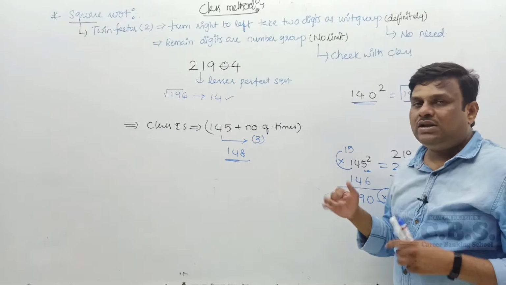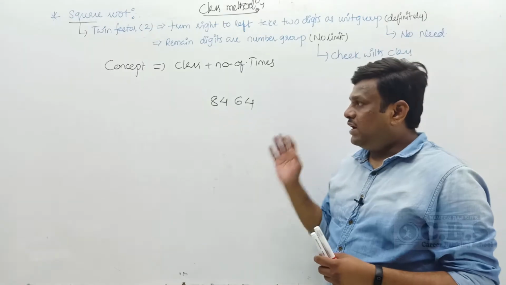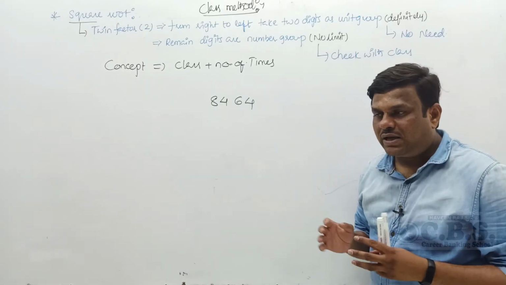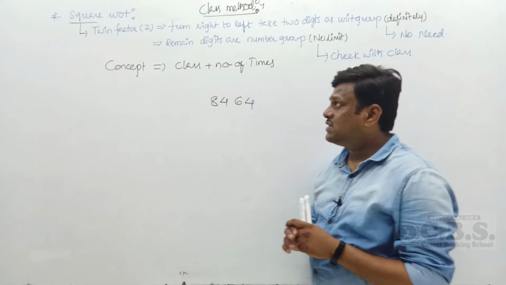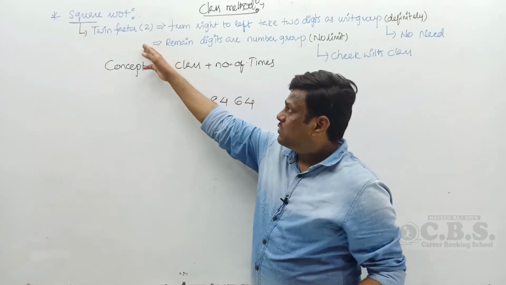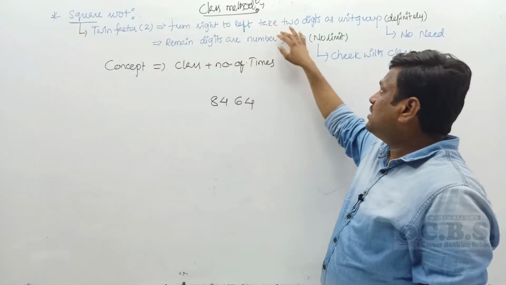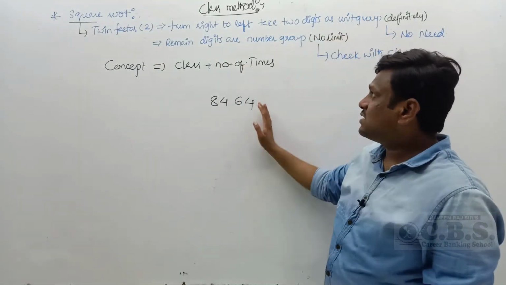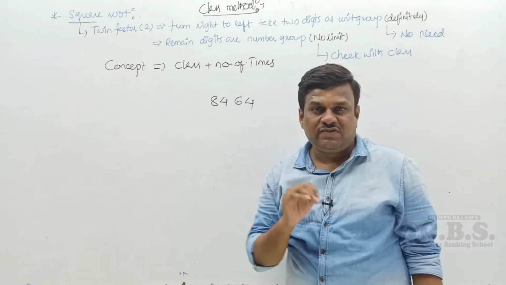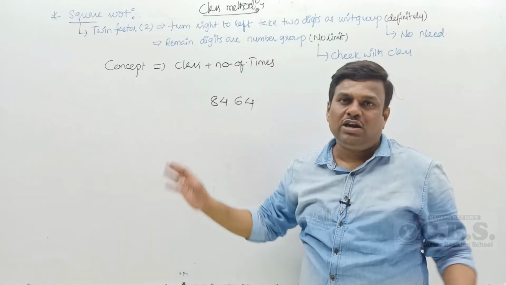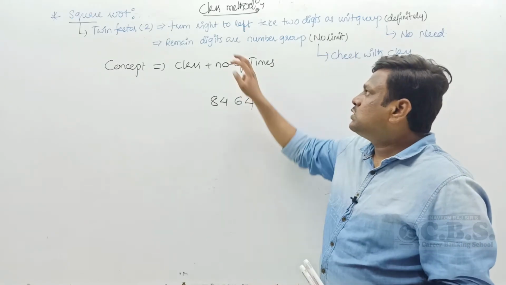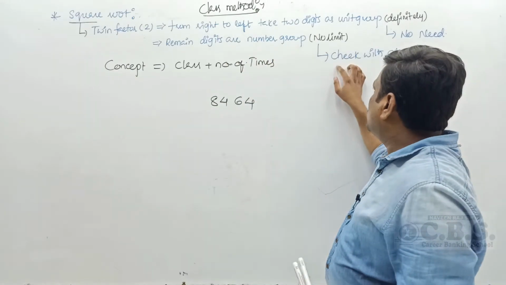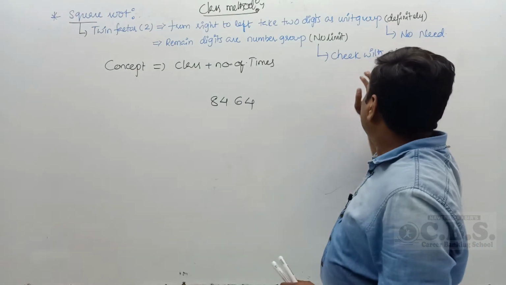Okay, let's check with a second example. Next we're going to discuss the same question numbers with the class method technique. What is meant by the class method technique? You already knew this one. From right to left, take 2 digits as a unit group. In this class method, there is no use of the unit digit group. You just forget about it. You only focus on the number group. The remaining digits are called the number group.